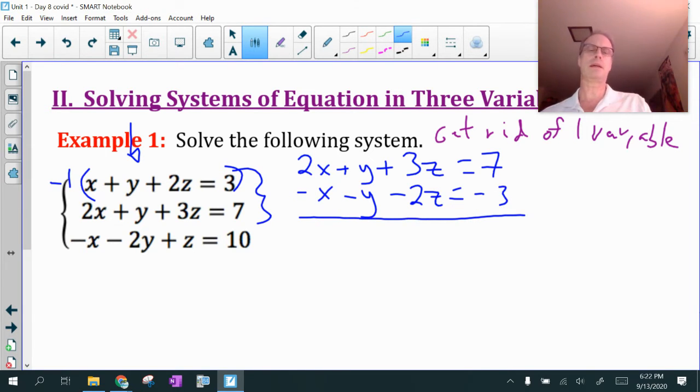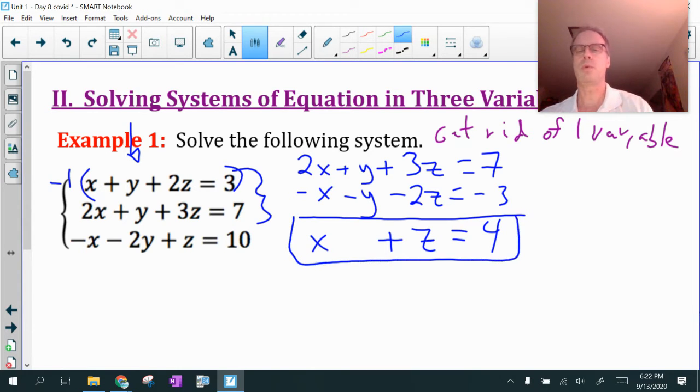Okay, and I can now say 2x minus an x is going to get me 1x. Positive y and negative y cancel each other out. I'm now looking at positive 3z and negative 2z, which is going to get me a positive 1z, and there we go. So now I have an equation where I've eliminated y.